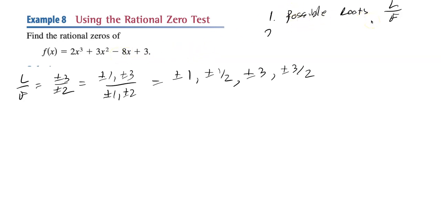Step 2, if you have a graphing calculator, I would say graph to see which to try. So if you have a graphing calculator, graph this thing, see which ones might work. Let's see if it crosses that one. Maybe one will work. If not, try to find a 0.